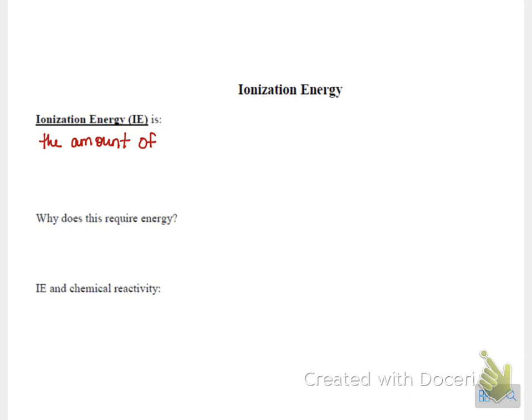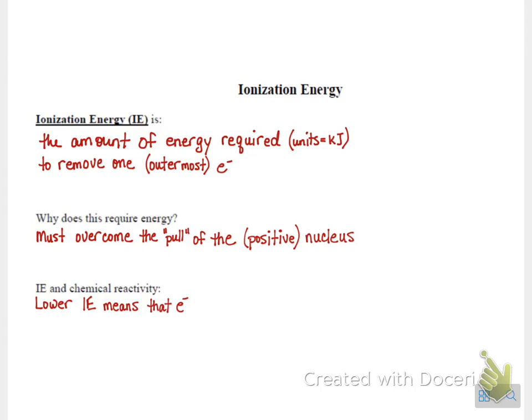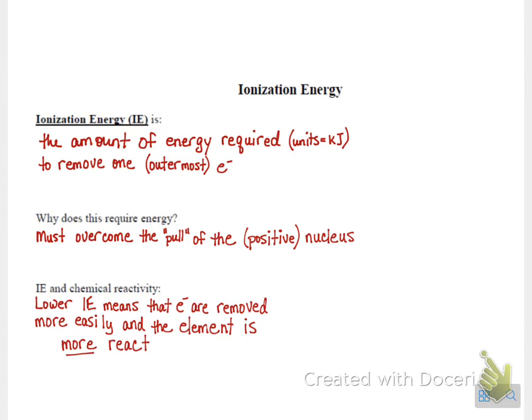Ionization energy is the amount of energy that it takes to remove one electron from an atom, the outermost electron that gets removed. The units for ionization energy are energy units, so they're typically kilojoules, joules, or megajoules, usually kilojoules. Why does this require energy? Because we have to overcome the pull of the nucleus. The nucleus is positive and it's pulling on the electrons, so removing one is always going to require energy.